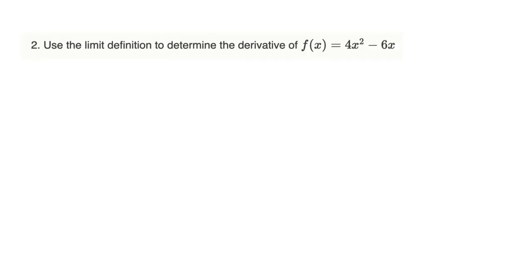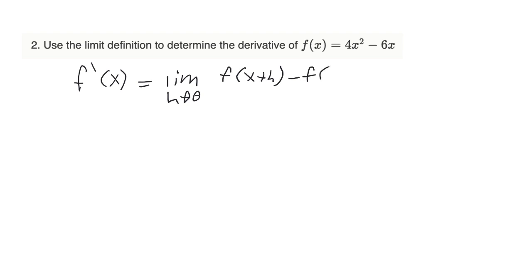So we're going to use the limit definition of the derivative to determine the derivative of f of x equals 4x squared minus 6x. So first of all, we need to determine what the limit definition of the derivative is. We know that this is, and this is just something you'll have to memorize, f prime of x is equal to the limit as h approaches 0 of f of x plus h minus f of x all over h.